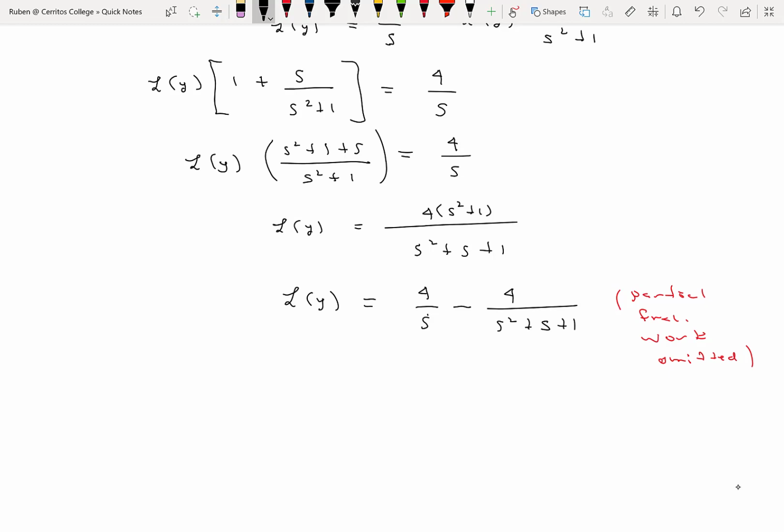So the elephant in the room is that next term. I need the inverse Laplace transform of that 4 over s squared plus s plus 1. There's a little work to do with that. I'm going to show you the work. So this is 4 over s. I'm going to come over to the left a little bit. I think I might need a little more room. I'm going to complete the square in the denominator.